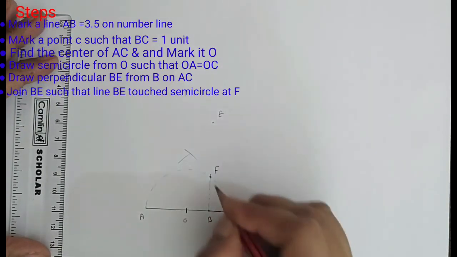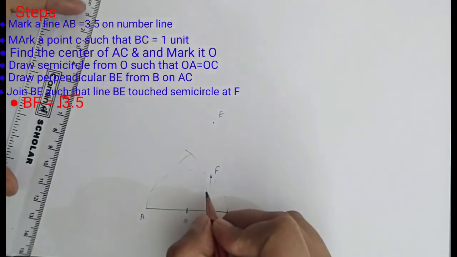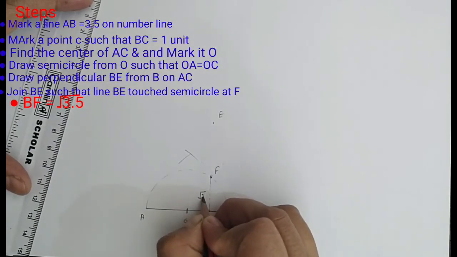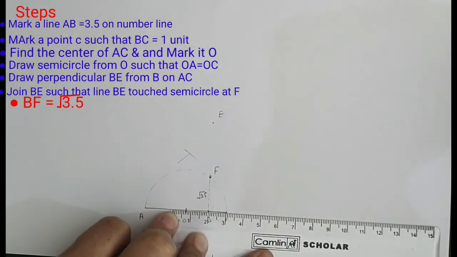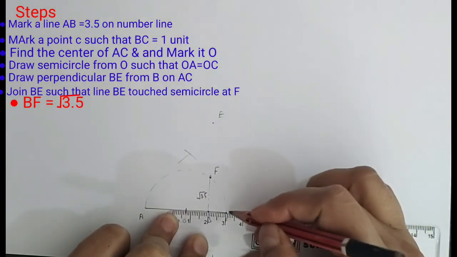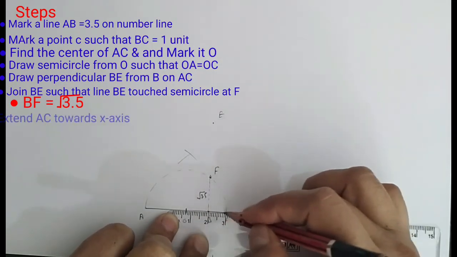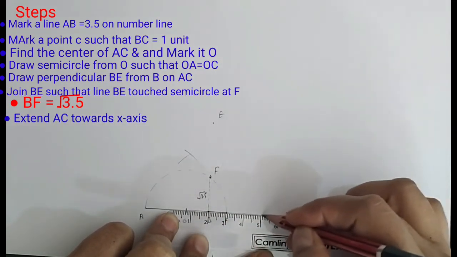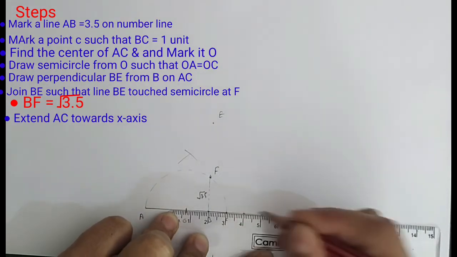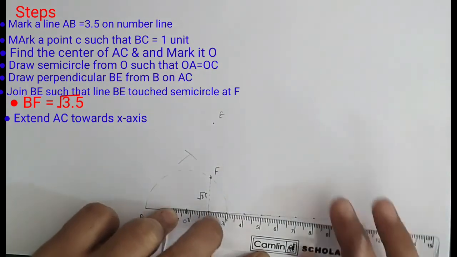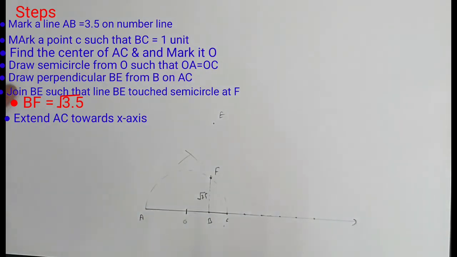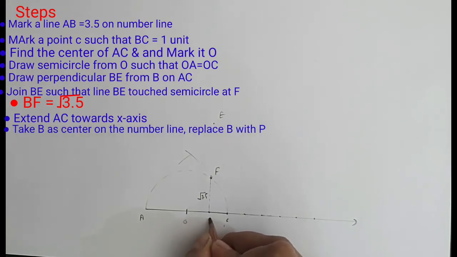And this BF is equal to square root of 3.5. Now I will extend this line AC toward this. Okay, and I'll mark these points here, 1 unit distance. So this is my number line now, such that this B is the center of this number line. So I'll take this as P.